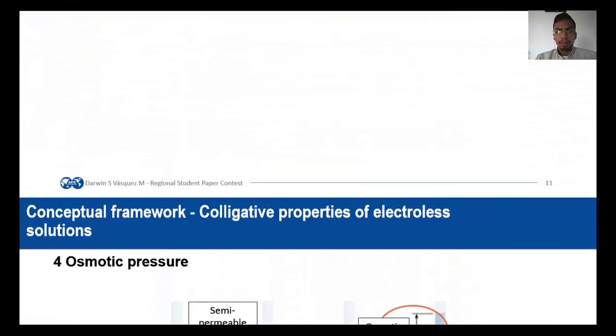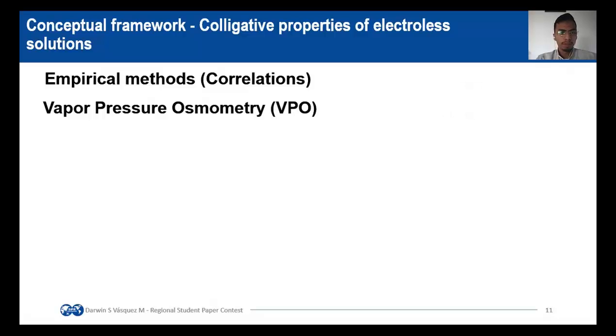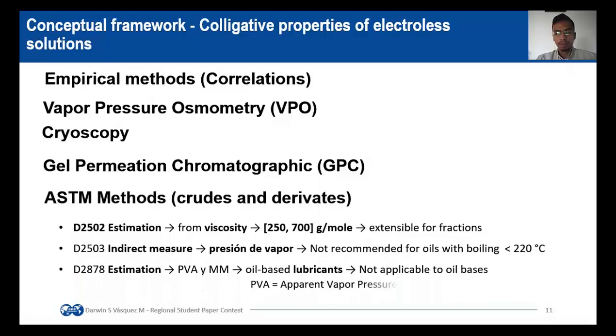To determine the molar mass of oil, empirical methods are mainly used, such as the molar average. Empirical methods are developed with experimental data, theoretical assumptions, or a bit of both. Experimental methods include vapor pressure osmometry, cryoscopy, and gel permeation chromatography. There are three standardized ASTM procedures for crudes and oil products, two for estimation and one for direct measurement.